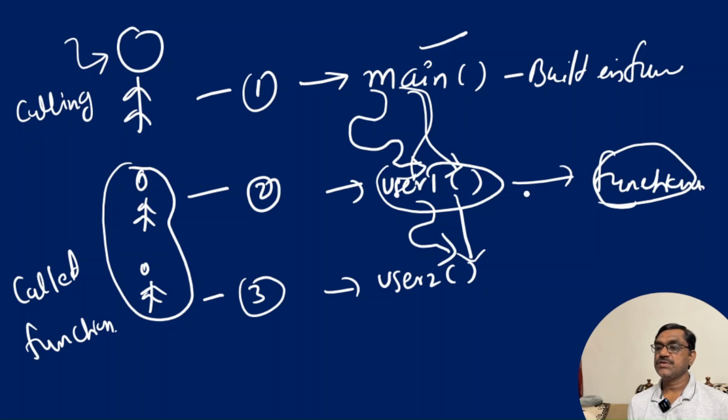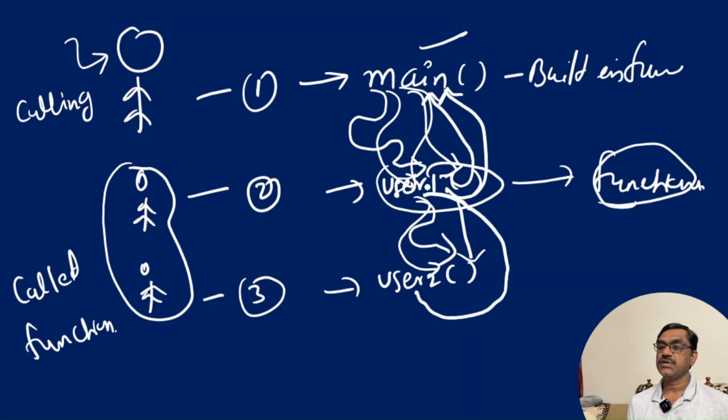After performing its own function, user one must inform the main that I have completed my task. So user one is going to return its task to whom? Main. Okay. Now assume that the main is calling user one and user one is calling user two. In this case, the user two must send its status upon completion of the work to user one, and user one must send the control to the main. If main is calling user one and user two directly, then after performing the functions of user one and user two, these two sub functions must return their control to the main.